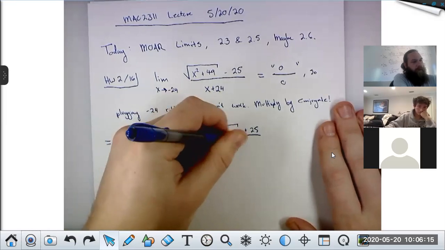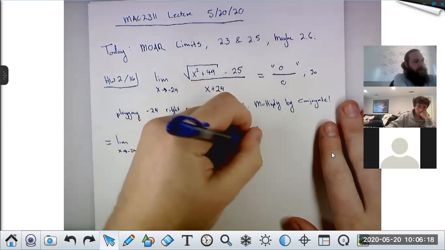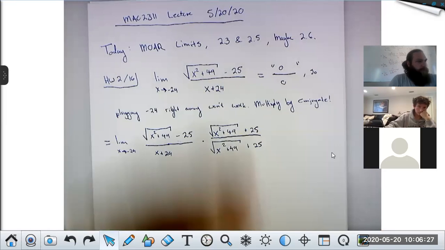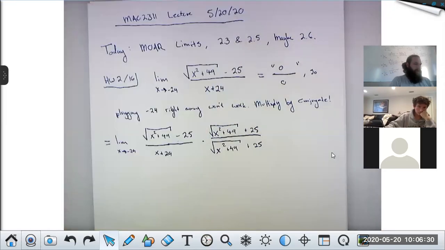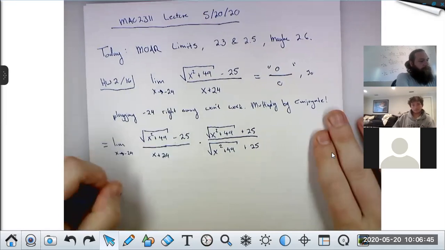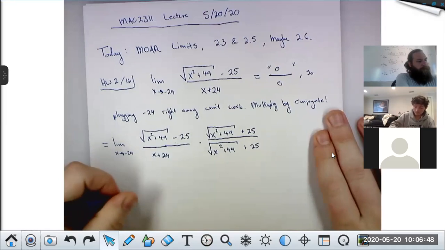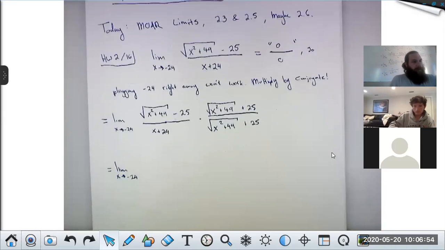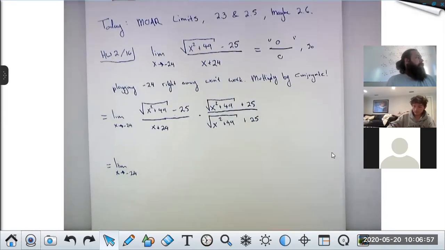It's just 1 written in a really clever way as the square root of x squared plus 49 plus 25 over the square root of x squared plus 49 plus 25. And this might look messy, and frankly it is a little messy, but that's okay. You know, we've got a calculator that we can use for our arithmetic as needed. But the big news is that upstairs, when we multiply these out, something nice will happen. We're going to get the limit as x goes to negative 24. I'm not going to write out all of the FOIL steps here because it'll take up a lot of space, and last time I did this, I said I'm only going to do that once.